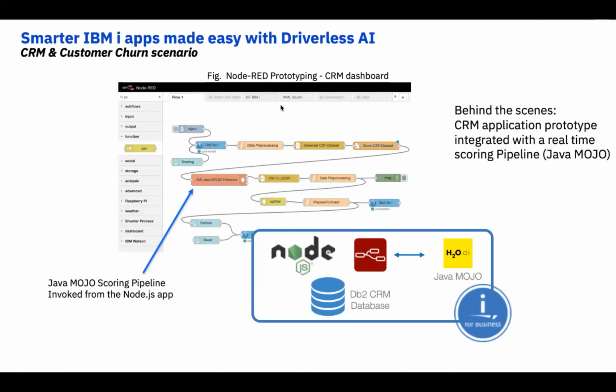So you can do IoT, of course, with Node-RED, ingest this data and feed your scoring pipeline with just this kind of flow. In my case, it was the CRM integration, but it could have been a different use case, of course. And everything is running on either IBM i or AIX. These technologies are available on the platform. So we really take benefit of this Driverless AI technology in the training phase and the inference phase.